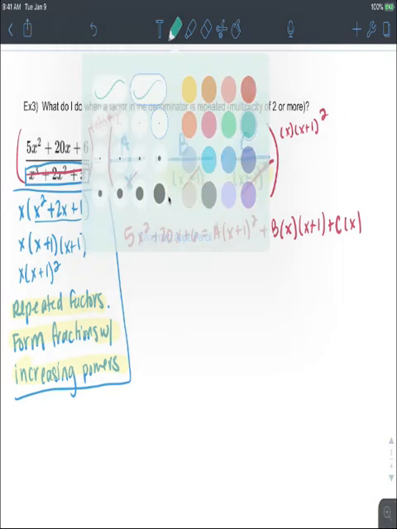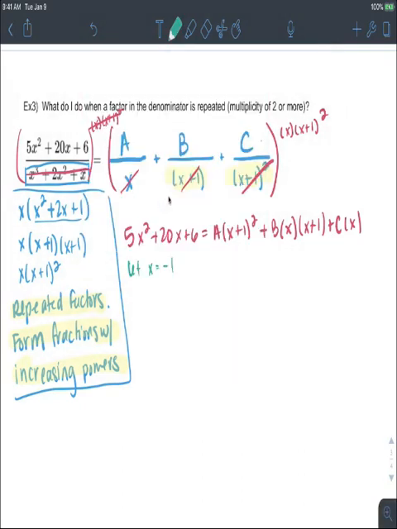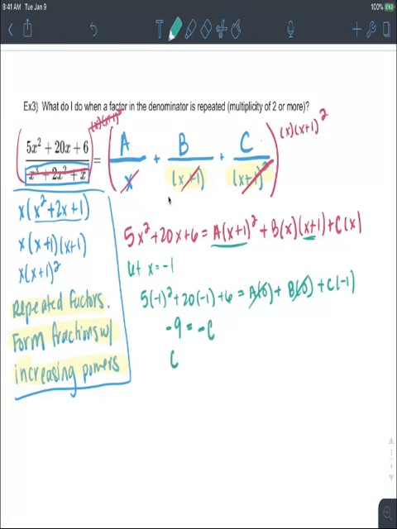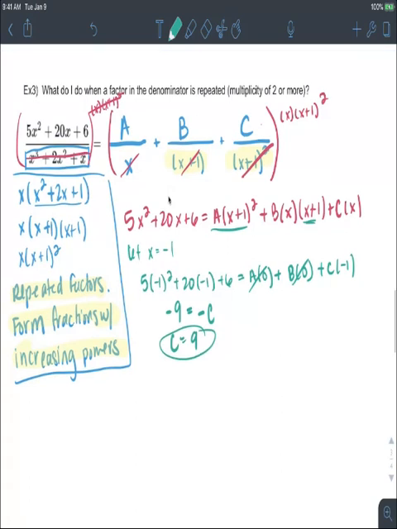So let's start by, let x equal negative 1. Why not? That'll cancel out that guy. Okay, so let's plug in negative 1. I get 5 times negative 1 squared plus 20 times negative 1 plus 6 is equal to a times 0 plus, well, that will cancel, so b times 0 plus c times negative 1. Okay, so that goes, that goes. I get 5 minus 20 plus 6, which is negative 9, is equal to negative c. So I get c is equal to 9. I'm going to circle it right now.